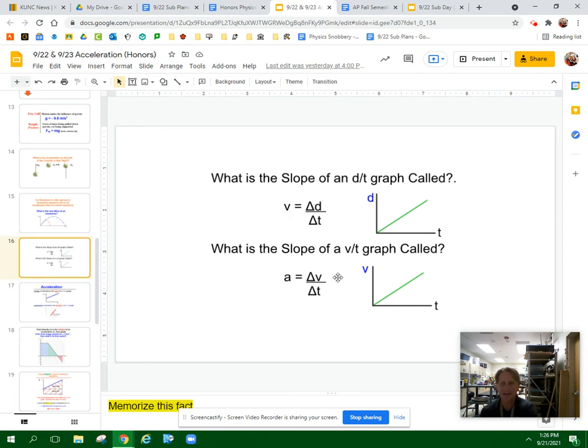Now, remember that the two slopes that we've been dealing with here are the slope of a d-t graph, which we call velocity, and the slope of a v-t graph, which we call acceleration. So as far as formulas go, we're going to get into formulaic manipulation now instead of just graph manipulation. Just see how these two things connect to these graphs right here. And this is a really important formula for velocity. This is a really important formula for acceleration. Okay, so we just keep coming back to those.